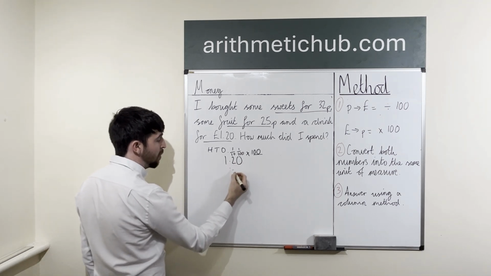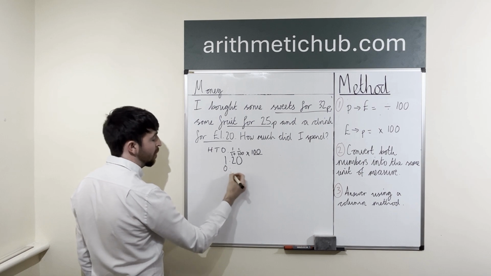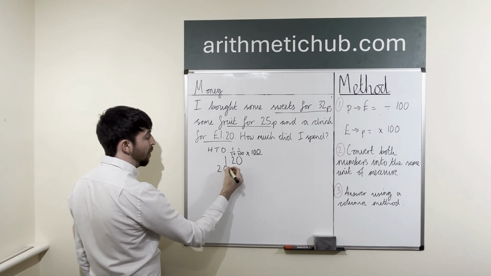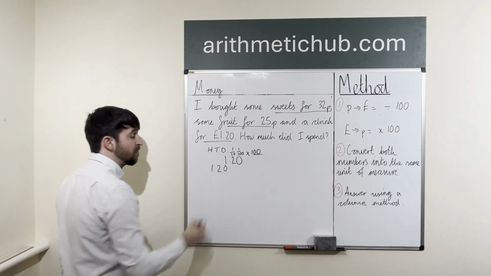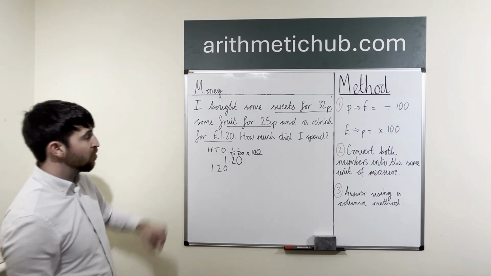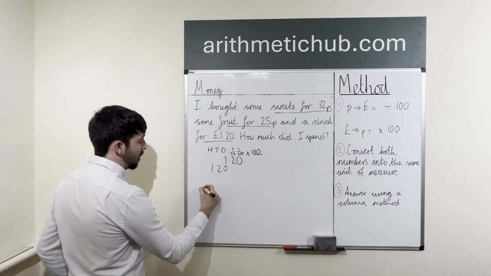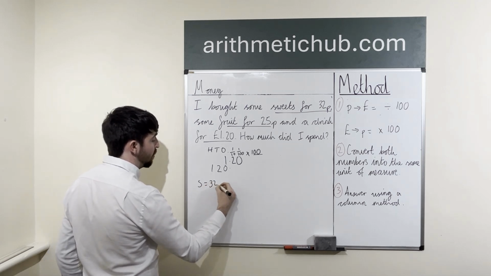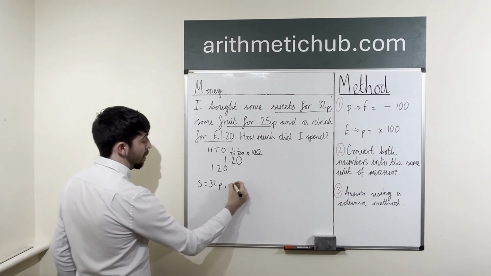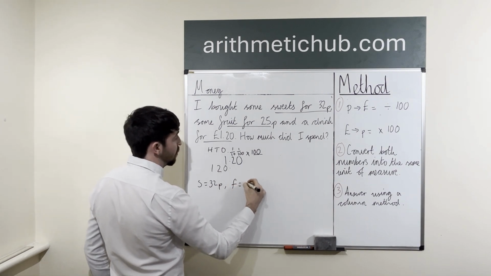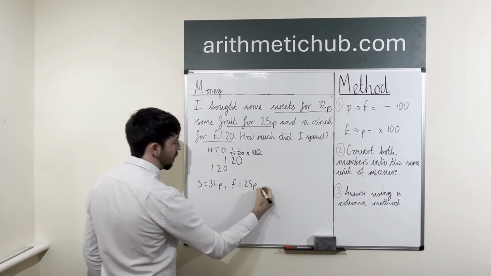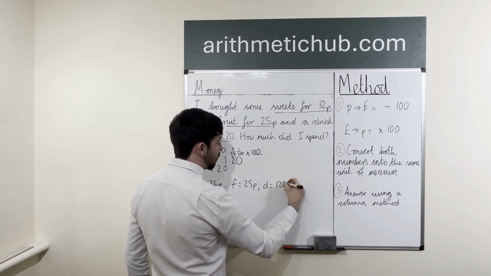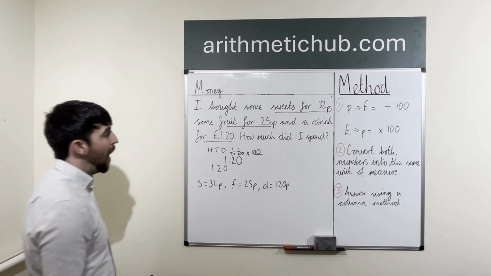Drop my 0 down, move it once, twice. Drop my 2 down, move it once, twice. Drop my 1 down, move it once, twice. So now I have 120 pence. So I'm just going to write sweets equals 32p. Fruit equals 25p. Drink equals 120p. How much did I spend?